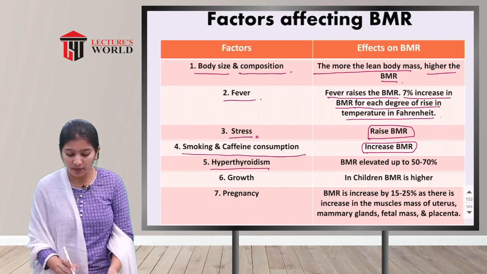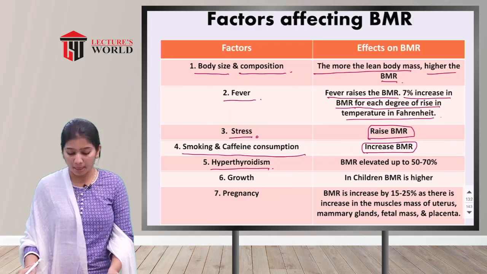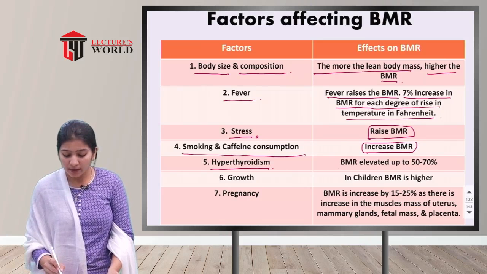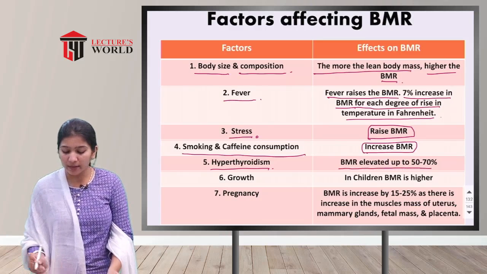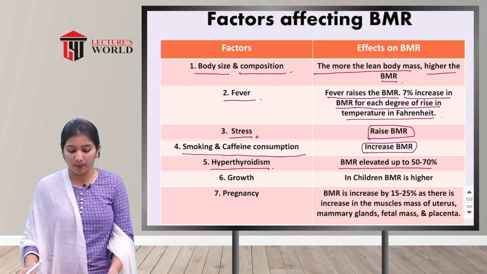The fifth factor is hyperthyroidism. Hyperthyroidism also elevates the BMR by up to 50 to 70%.